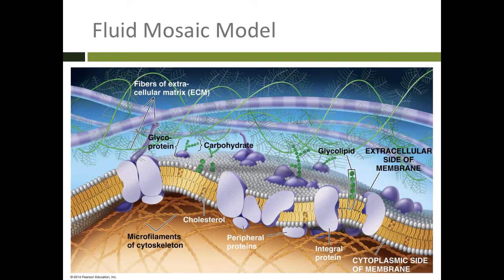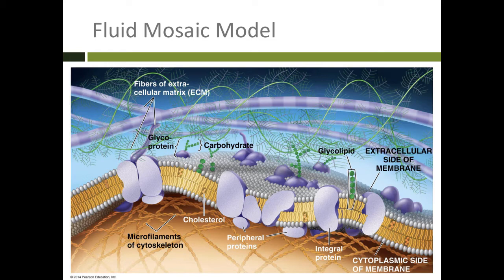So you end up with a model of the plasma membrane where you have many, many phospholipids with the fatty acid tails on the inside and the hydrophilic heads either on the extracellular side or the intracellular side. You have integral membrane proteins going all the way through the plasma membrane. They can be associated with either peripheral membrane proteins or glycoproteins. And you also have glycolipids, which are attached to the phospholipids.